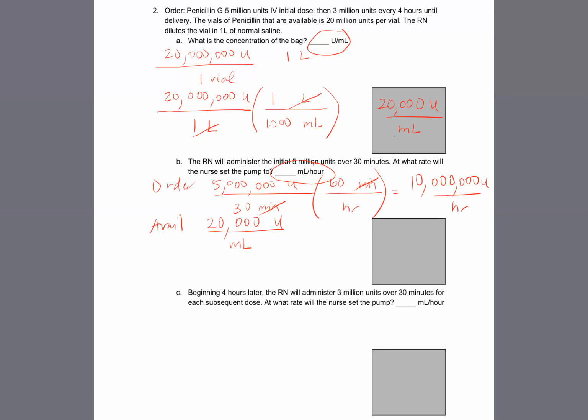And you want to do order times availability. So you have 10 million units per hour, and you want to do mLs per 20,000 units. And your answer will be 500.